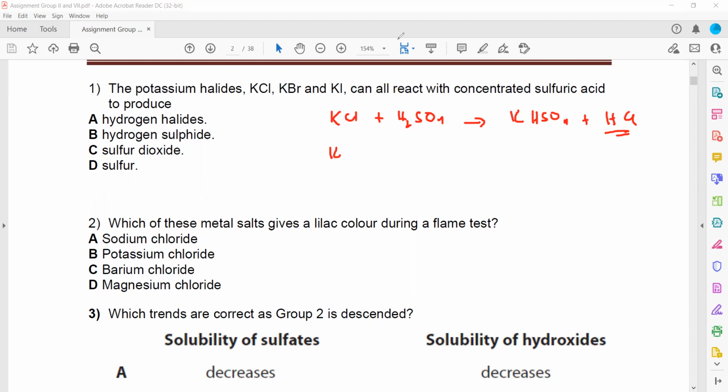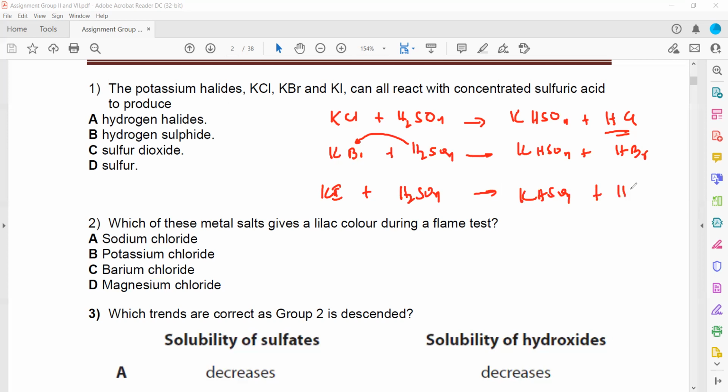In the same way, when H2SO4 reacts with KBr, in the first reaction it donates a proton, so it will form KHSO4 plus HBr. And the third one, potassium iodide, KI plus H2SO4, as a result will form KHSO4 plus HI. So when it reacts with concentrated acid, what is always the product? Always the product is hydrogen halide: hydrogen chloride, hydrogen bromide, and hydrogen iodide.